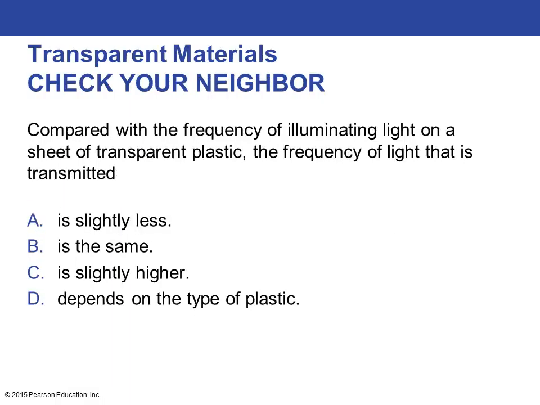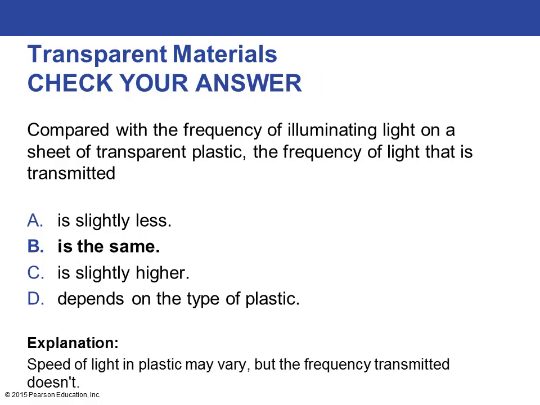Compared with the frequency of illuminating light on a sheet of transparent plastic, is the frequency of light that is transmitted slightly less, the same, slightly higher, or does it depend on the type of plastic? The answer is the same. So the speed of light in the plastic may vary, but the frequency transmitted doesn't. Just like going through glass, it will slow down while you're within the plastic or the glass, but once it comes out the other side, it's going to be moving with exactly the same speed and frequency as it was before.